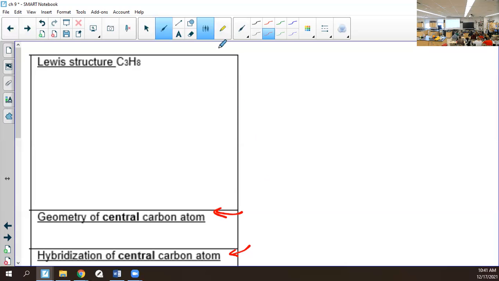Okay, about one more minute. If you are done with the structure, see if you could answer these two questions down here. The angles.